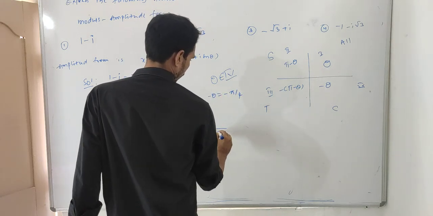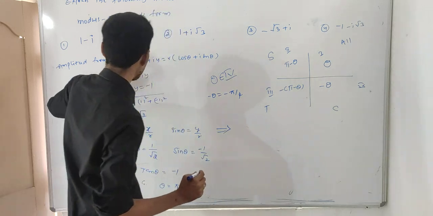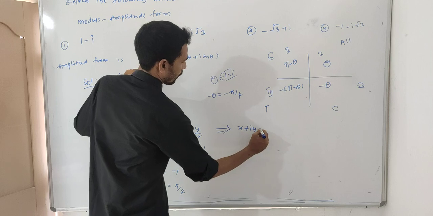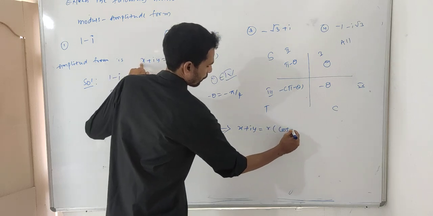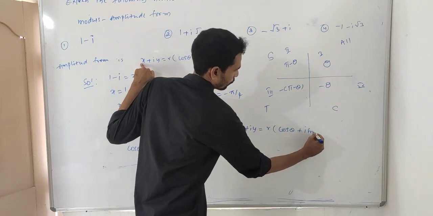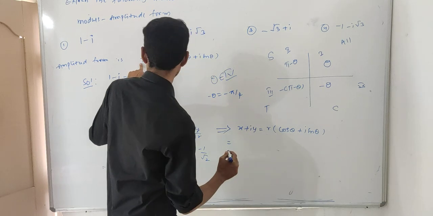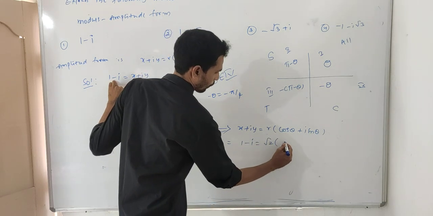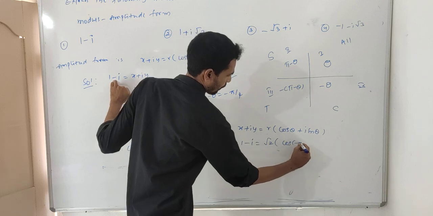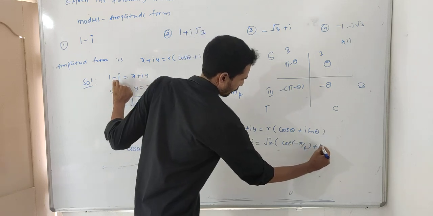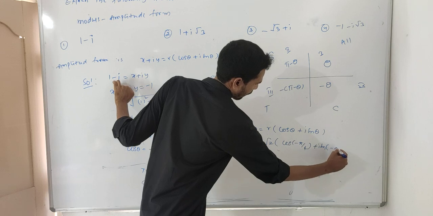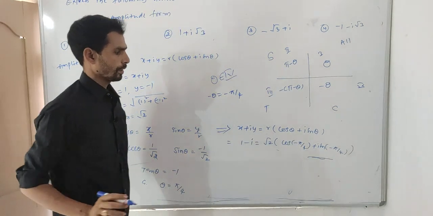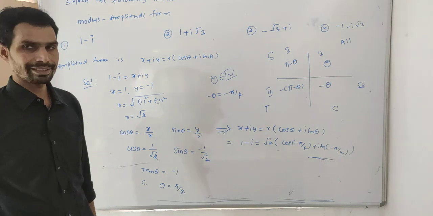The polar form or amplitude form of this one: x plus iy is equal to r of cos theta plus i into sin theta. Here x plus iy is 1 minus i. R value is root 2, as we already know. Cos theta, with theta value minus pi by 4, plus i into sin of minus pi by 4. This is the amplitude form or polar form or argument form of the given complex number.